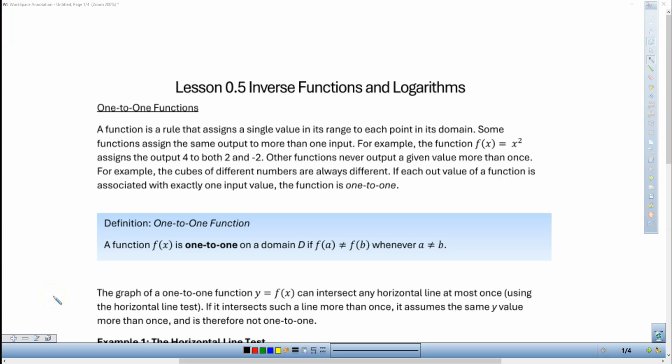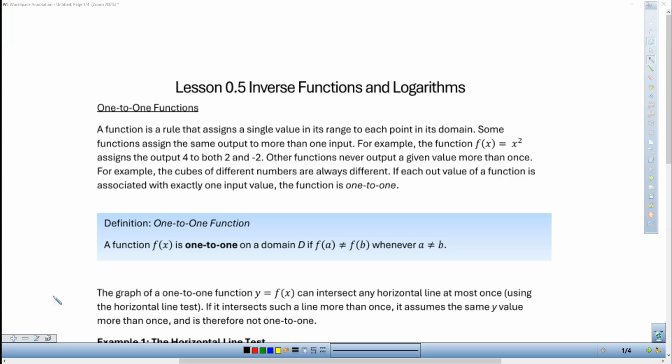And welcome back. As we move into our next review lesson, let's go ahead and discuss now inverse functions and logarithms. So to start us off, we first need to discuss the idea of a one-to-one function. If you recall, a function is a rule that assigns a single value in its range to each point in its domain. Now, some functions assign the same output to more than one input.